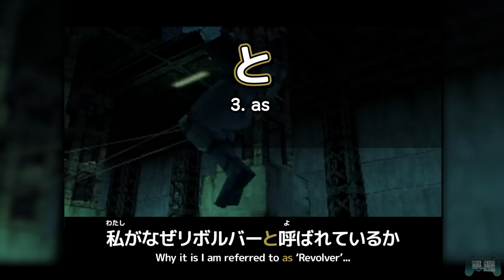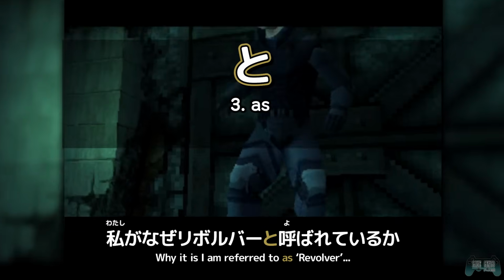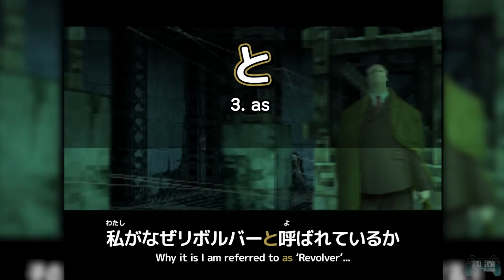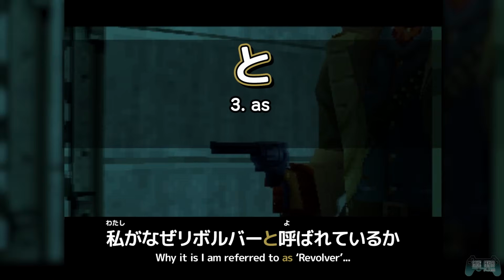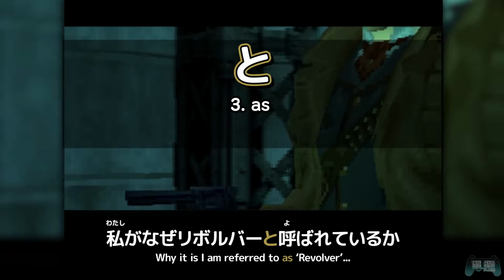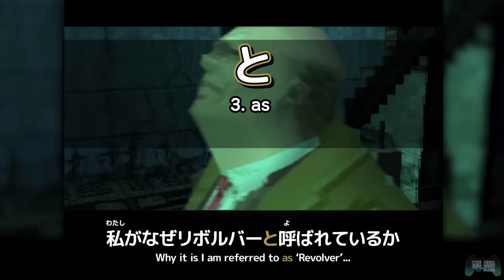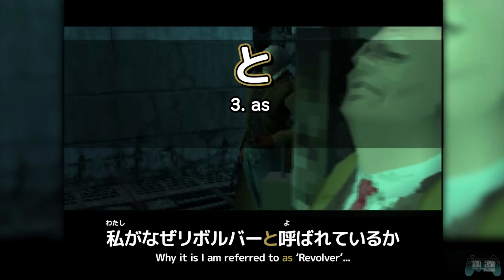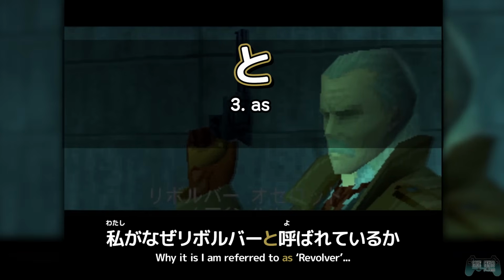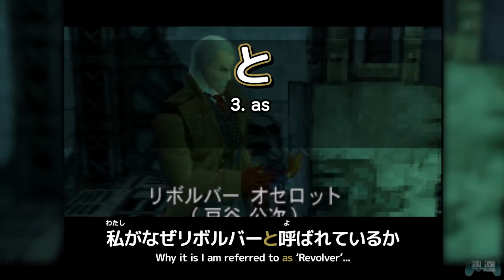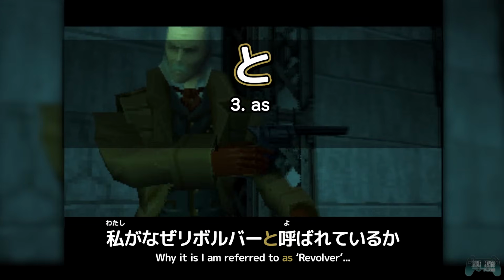To can also be lastly used as a kind of quote for something, and it can describe, for example, how someone is called. So here, Revolver Ocelot from Metal Gear Solid says to Snake that he is referred to as Revolver, right? He's called Revolver. And so he says, Reboruba to, as Revolver, yobareteiru. I am referred to as. So this to is actually identifying exactly what he's being called.